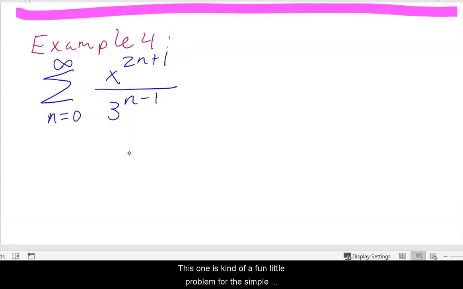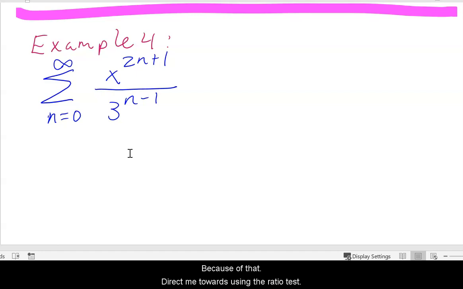This one is kind of a fun little problem for the simple reason that while it's not terribly difficult once you get it in the right form, the problem is it's definitely not in the right form. The problem is that the powers do not match. One of them is n minus 1, and one of them is 2n plus 1. What can we do to affect this so that we can get something where we can decide whether or not it's going to converge? In this case, it would be almost impossible to get the powers to be exactly the same through any kind of algebraic manipulation. So I'm not even going to try.